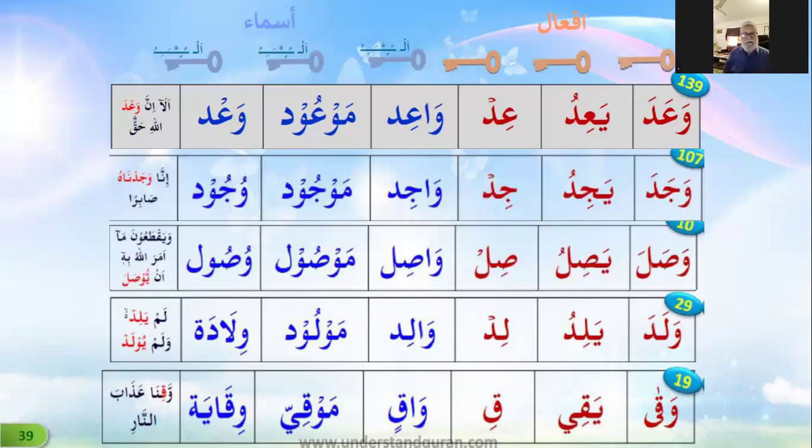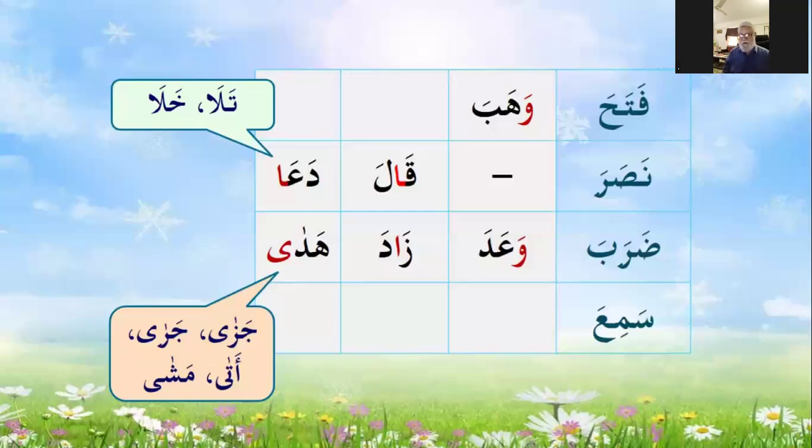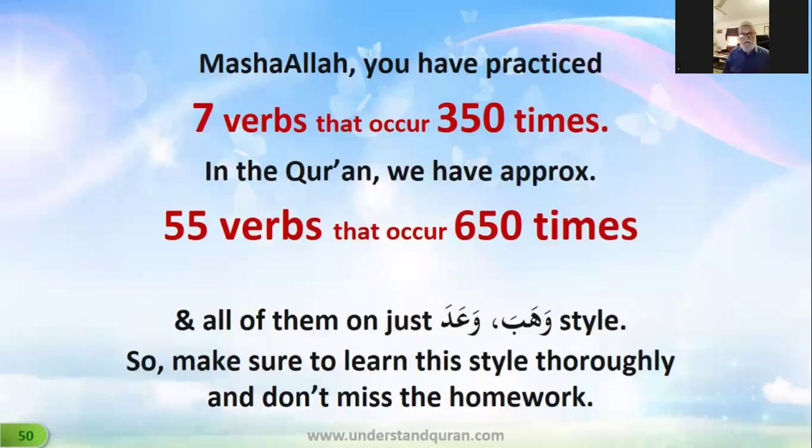We always say this in the Fajr prayer or all the prayers when we say Tashahhud. So from Da'a we have the words Tala and Khala. From Hada we have Jaza and Jara, Ata and Masha. MashaAllah, you have practiced 7 words that occur 350 times in the Quran. We have approximately 55 verbs of this bab that occur 650 times, and all of them on just the Wahada, Wahaba style. So make sure to learn this style thoroughly and do not miss the homework.